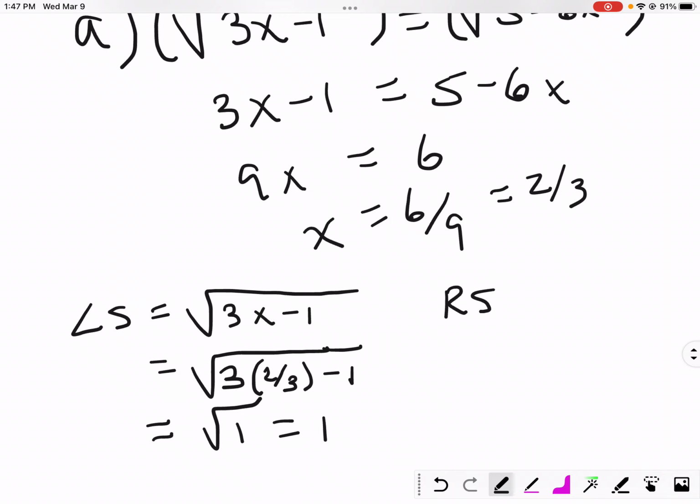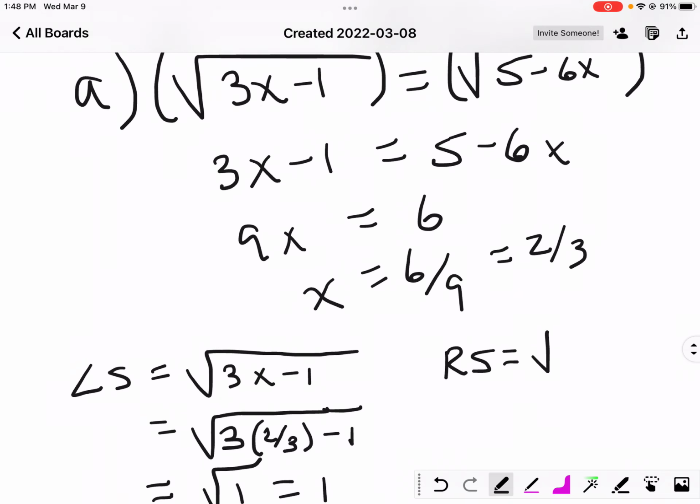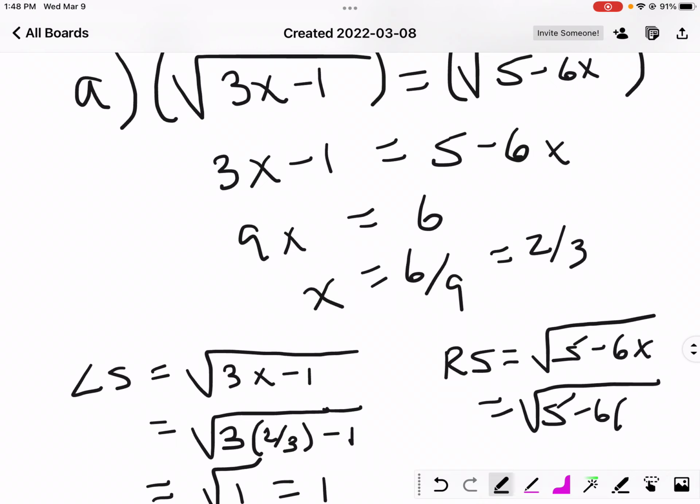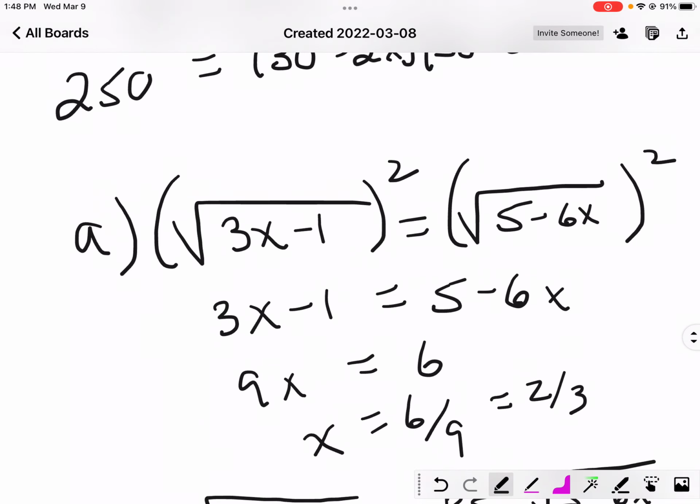The right side of the original equation, let's go back up to the top, is the square root of 5 minus 6x. Let's put 2/3 in for x. And it's okay if you do these calculations with your calculator, no problem with that. Anyway, we wind up with the square root of 1 again, which is 1. And we know that left side is equal to the right side, therefore our answer of 2/3 is a solution to our original equation.